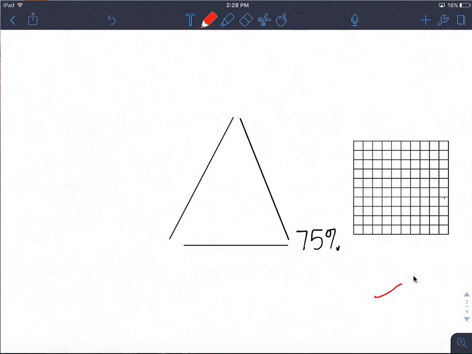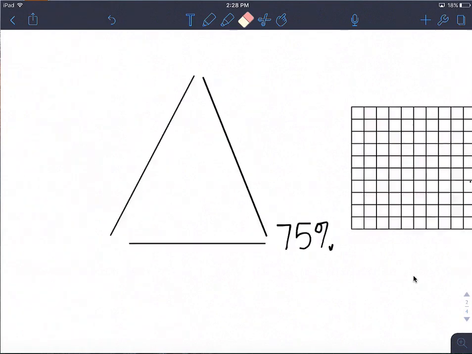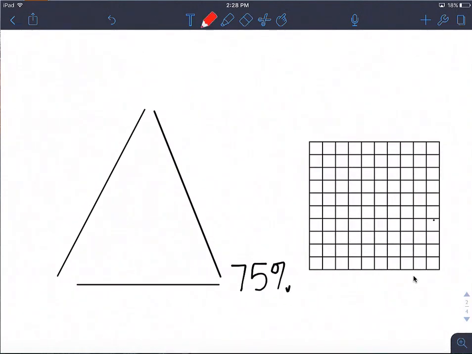Now, what happens if they don't give you the fraction to start out with? So if we take a look at this 75%. Now I can draw that out on my 100% blocks. I'm going to color in 75 of them. So there's 75. So all of that. Now, what I really just shaded in was 75 out of 100.